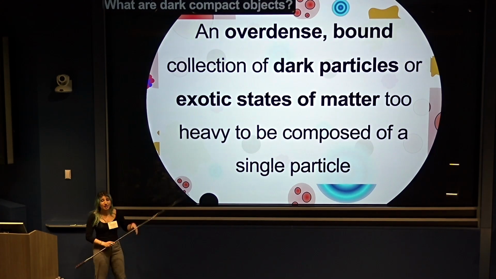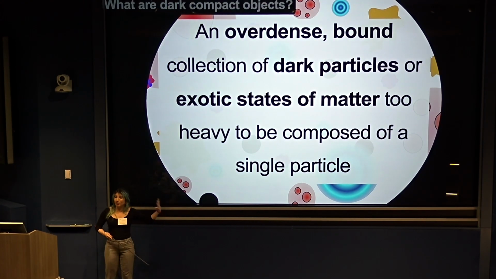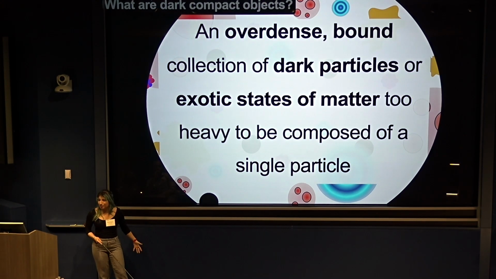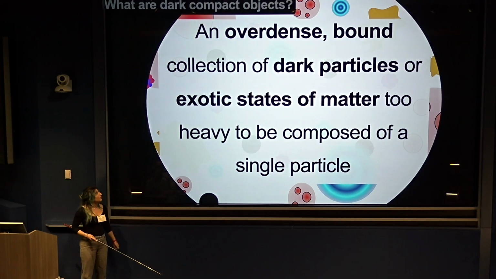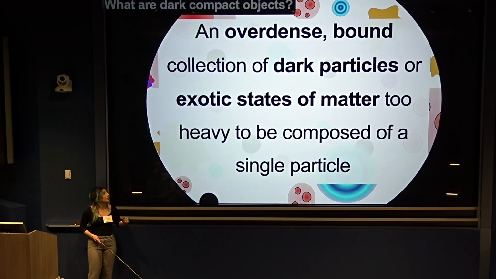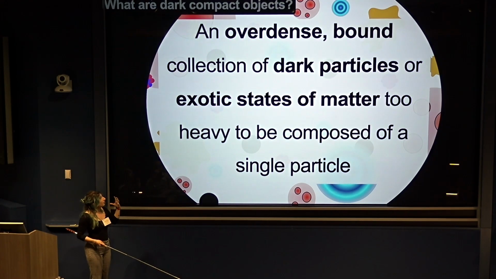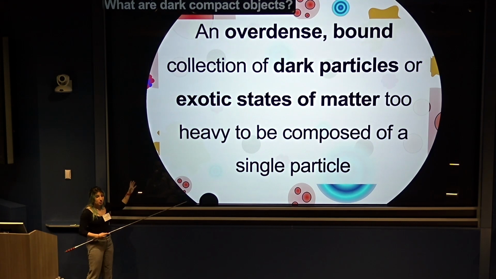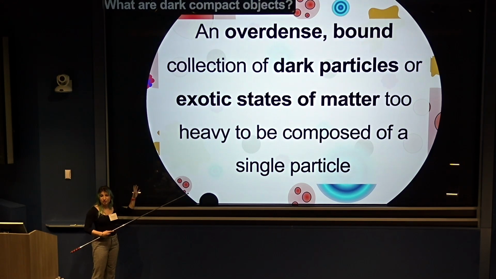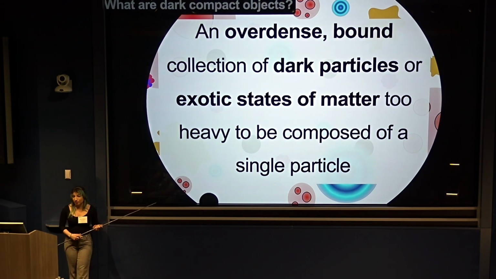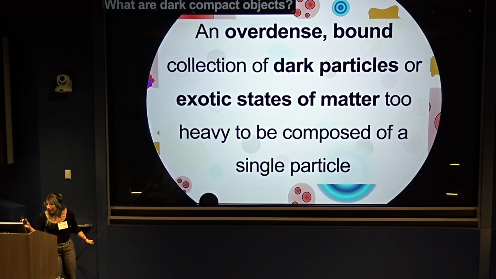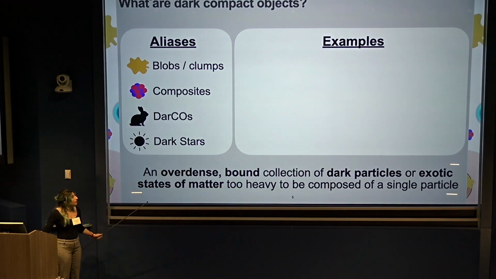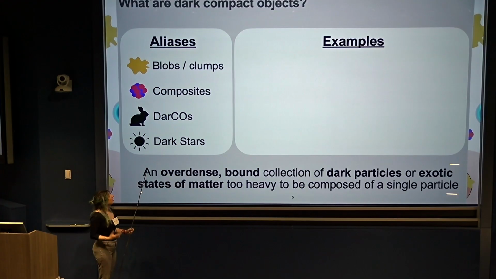There's an enormous taxonomy of things that could fall under the umbrella of dark compact objects. The definition that I'm choosing for myself is an overdense, and I mean compared to a dark matter halo, bound collection of dark particles or exotic states of matter that are too heavy to be composed of a single particle, even if you allow that particle to be quite heavy. And there is a massive variety of things that fall into this category, great variation in both mass and density.